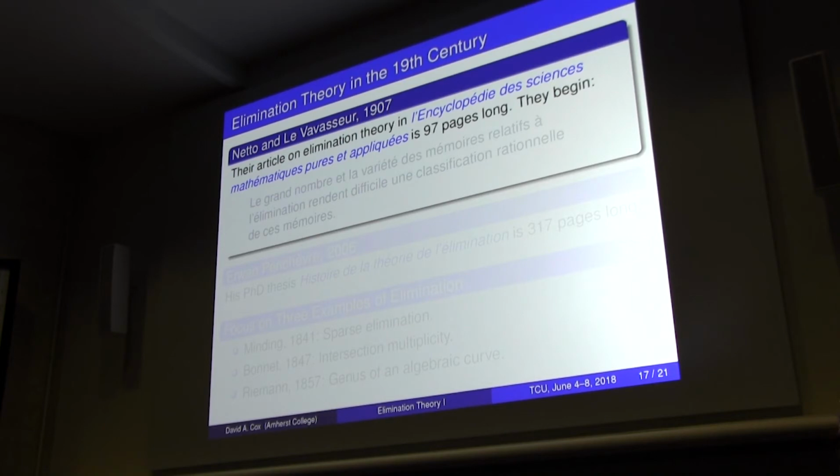And it turns out that in one sense they actually sort of gave up, because the article says the large number and variety of these memoirs relative to elimination makes it difficult to make a rational classification. So they said, we're just not going to try to classify. They just said, here's roughly the list of what happened. And so in one sense, it's a good historical record, but it doesn't really have much reflection on what's going on. And yet it's clear that there were a lot of people intensely concerned with aspects of elimination theory.